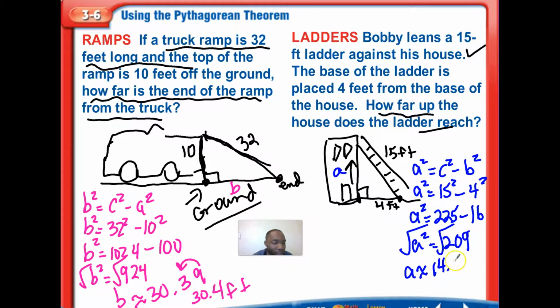We round to the nearest tenth, so we need the hundredths place, which is a 5. What is that 5 going to do? It's going to round me up to 14.5. What's my unit? Feet.